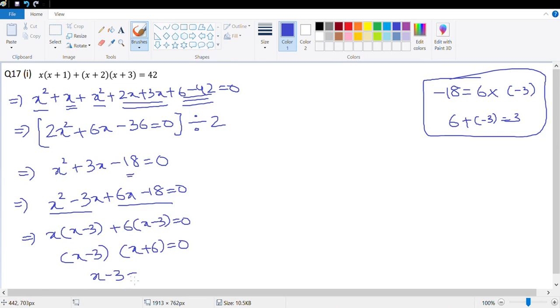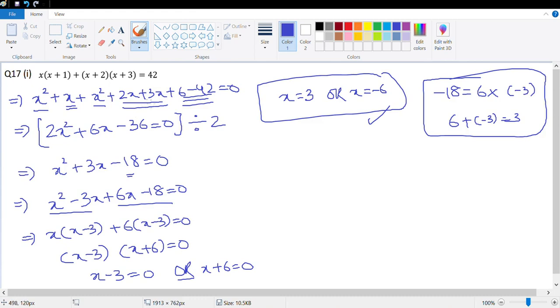x minus 3 is equal to 0, or x plus 6 is equal to 0, which means x is equal to 3 or x is equal to negative 6. So these are the two possible solutions for the given question. Good, let's look at the next one.